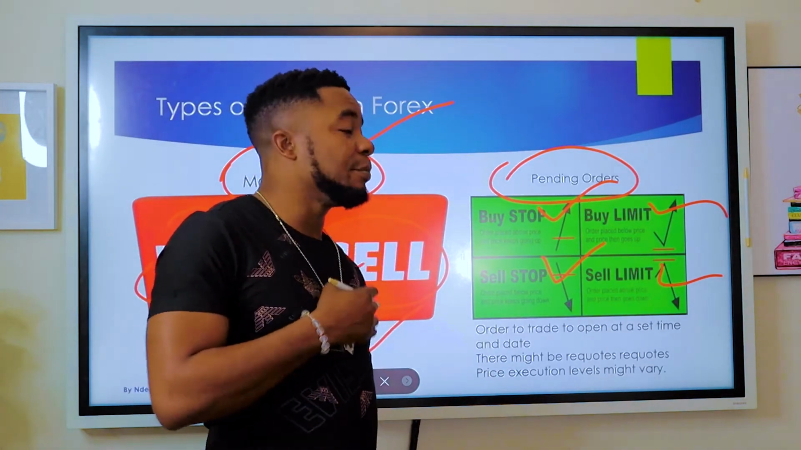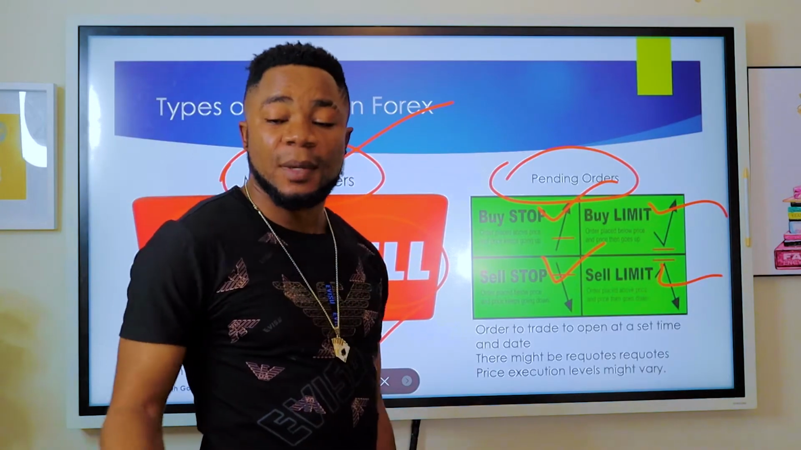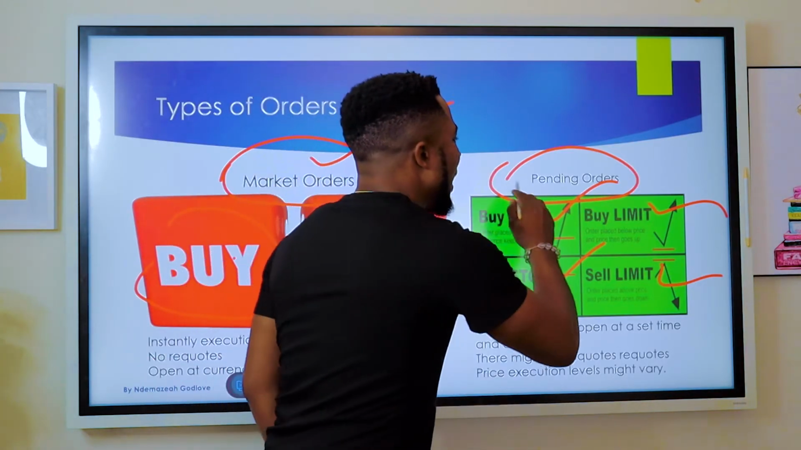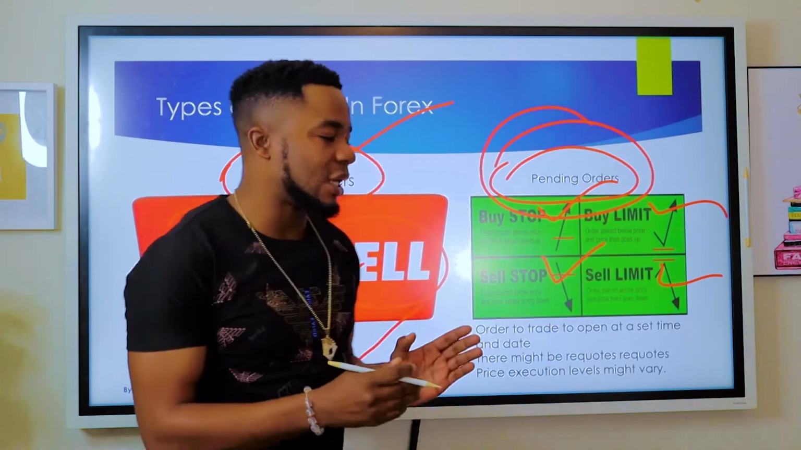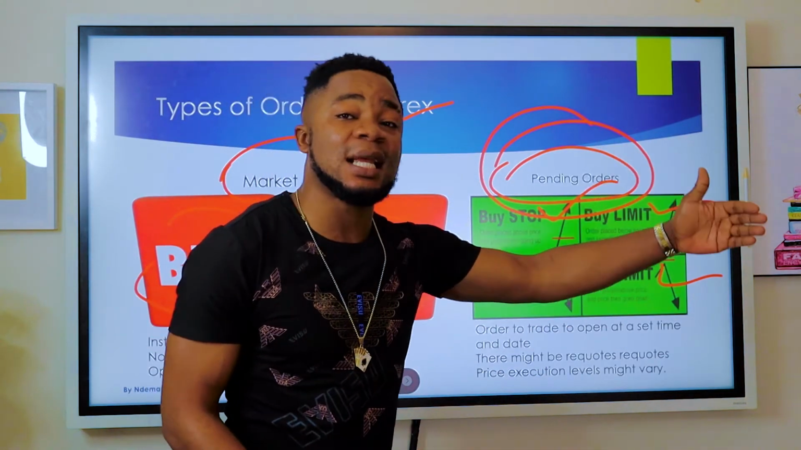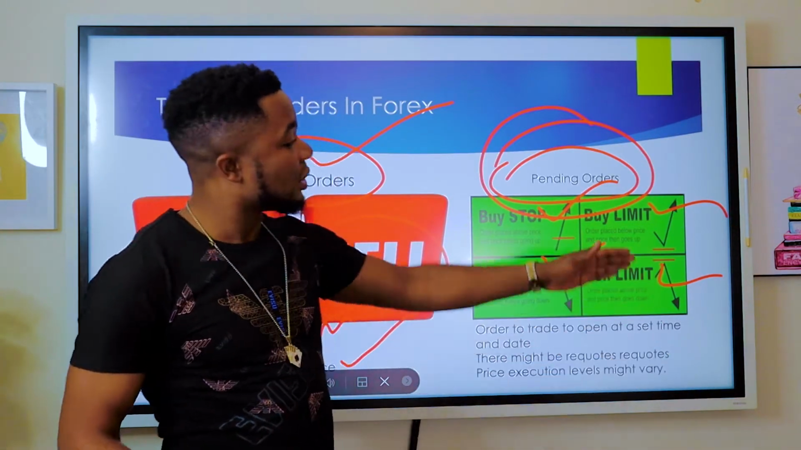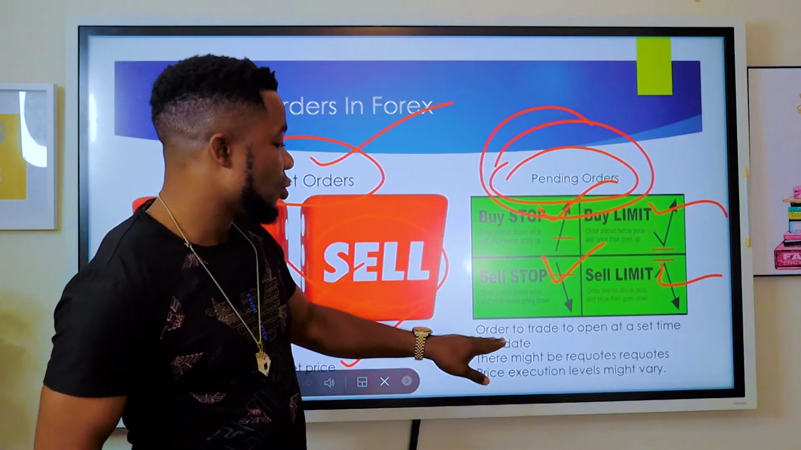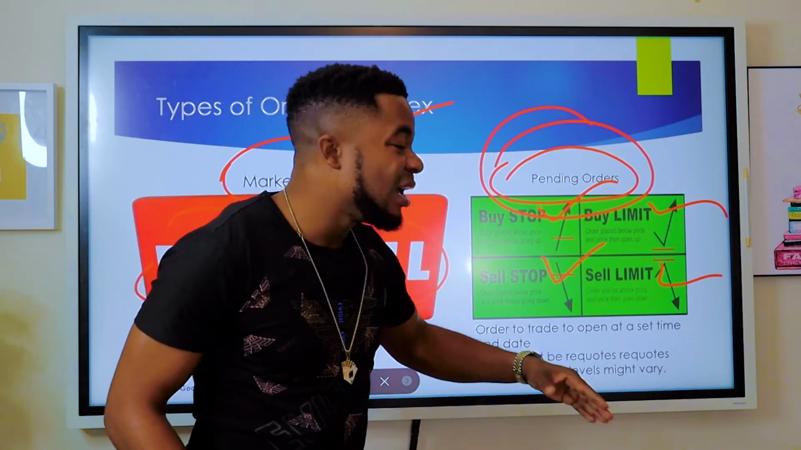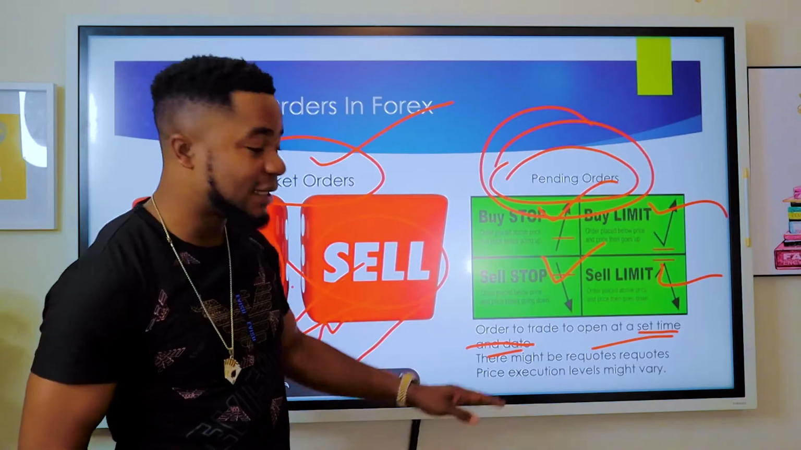So maybe you might even place a buy stop or a sell stop that the trade will be placed maybe 3 days from now, or maybe 4 hours or 5 days, or maybe a week from now. That is why it is called a pending order, because it is an order you put in the market that will only be executed at a later time or date. So you set an order for the trade to open at a set time or date.